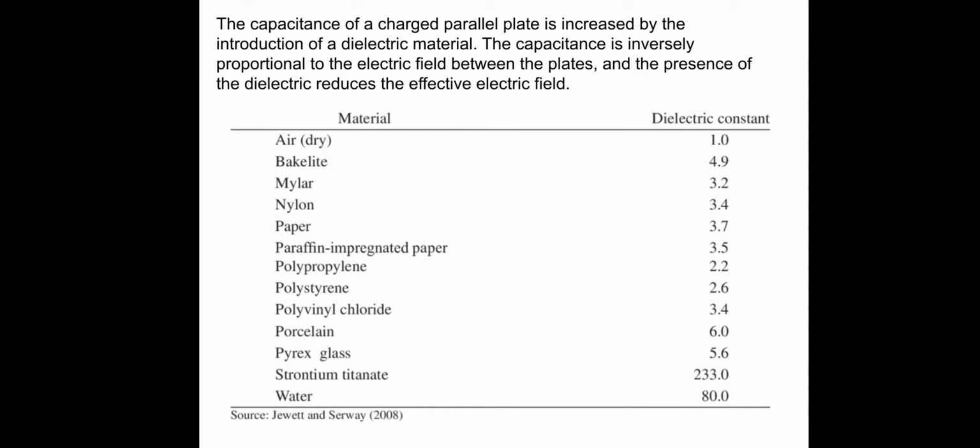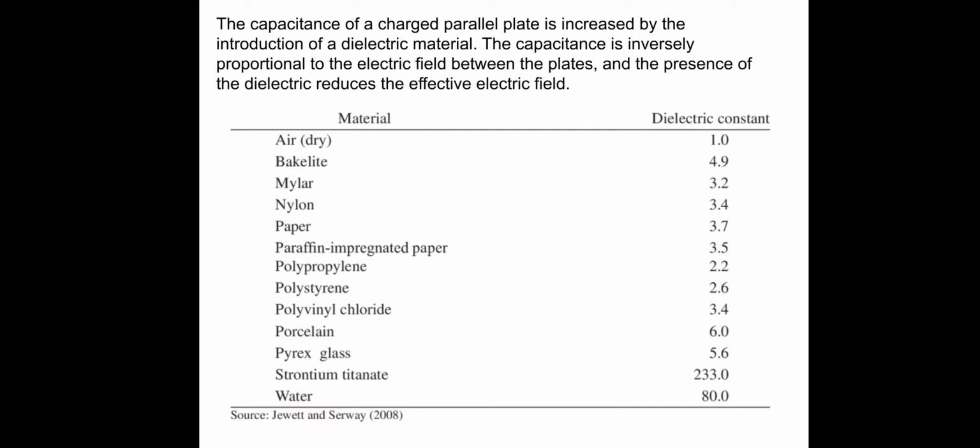So the capacitance of a charged parallel plate is increased by the introduction of a dielectric material. The capacitance is inversely proportional to the electric field between the plates, and the presence of the dielectric reduces the effective electric field, thus increasing the capacitance.